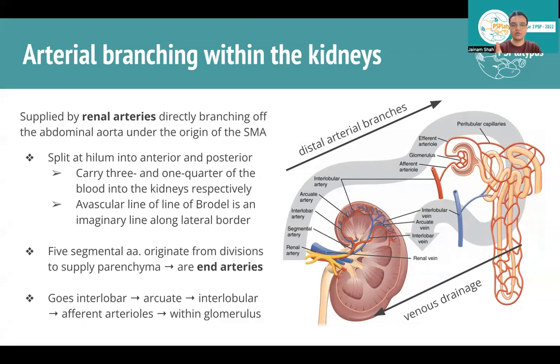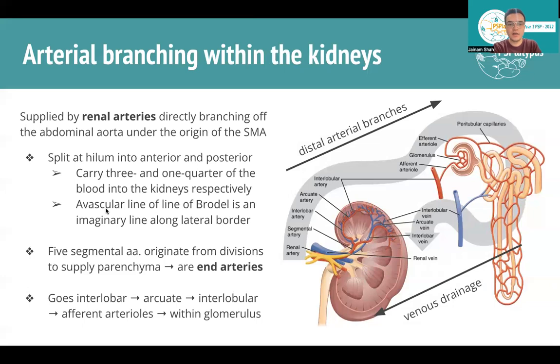You have this line called the avascular line, or the line of Brodel, which is on the lateral border of the kidney. The reason why it's so important is that if you want to resect different parts of the kidney, and you cut along this line, you would not actually hit any arteries, and therefore you would not cause massive blood loss. So it's an important thing, surgically speaking, to know. And I guess for us, it's a bit of a buzzword. So if you hear the avascular line of Brodel, then you know that that's a place where you can have surgical resection without a massive amount of blood loss.